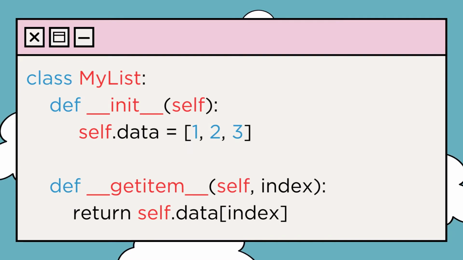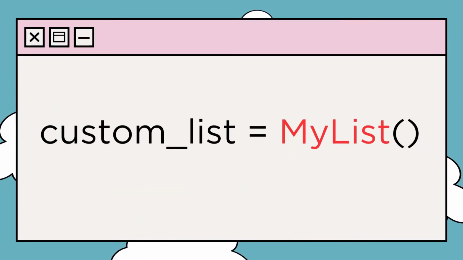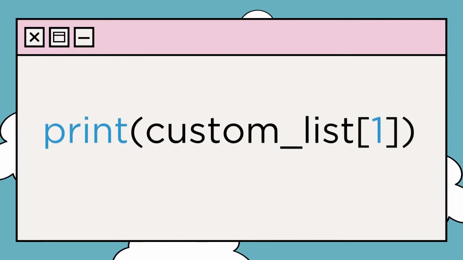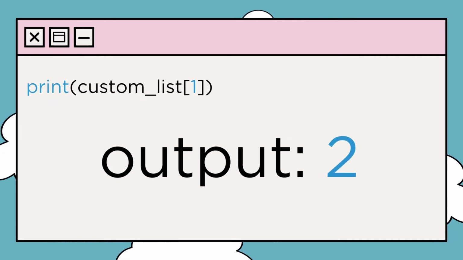Now, let's create a custom class called MyList. Inside this class, we define the getItem method, which takes an index as a parameter. We create an instance of our custom class called custom_list. And guess what? We can use square brackets with our custom_list object, just like we did with the regular list. This prints 2, as it accesses the element at index 1.